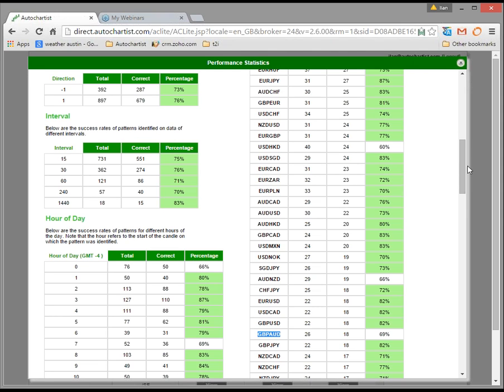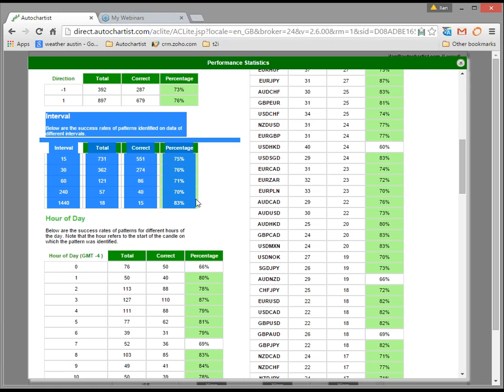Now, as expected, and for some of you who know about chart pattern theory, the theory has it that the more liquidity there is, and therefore the longer the pattern, the more accurate it should be.